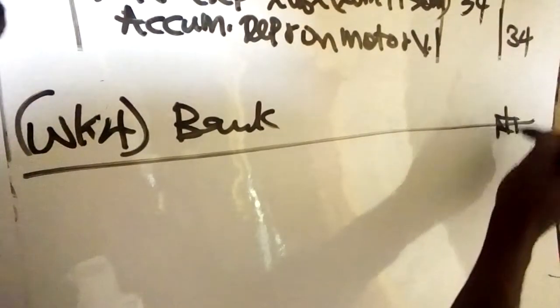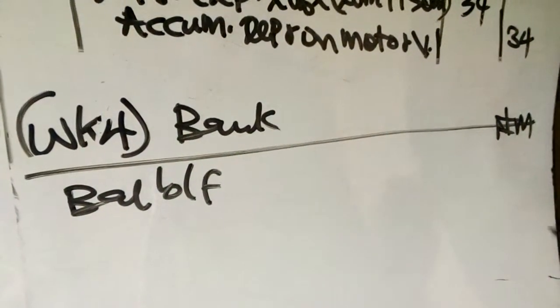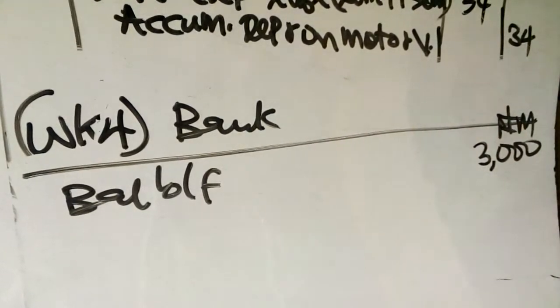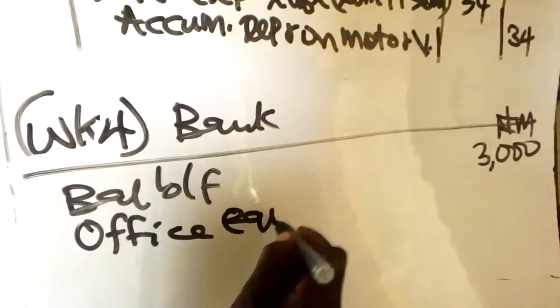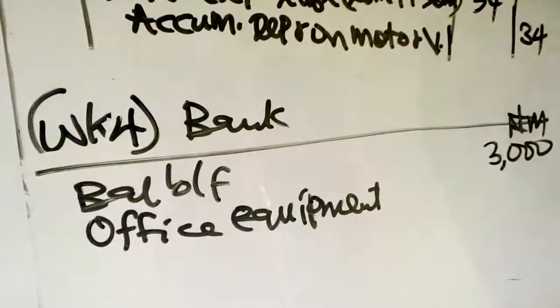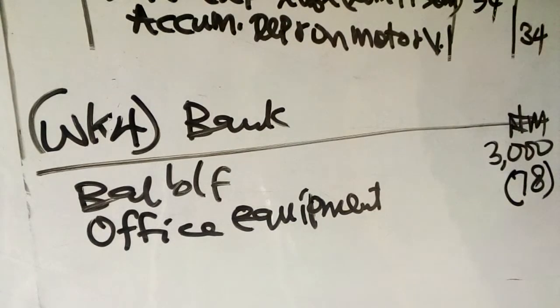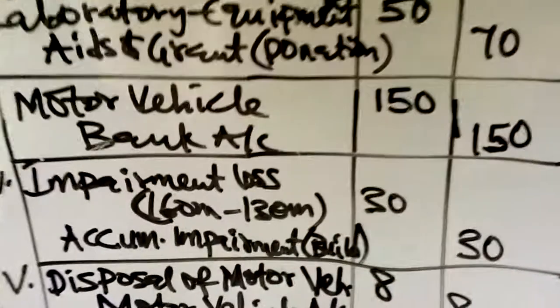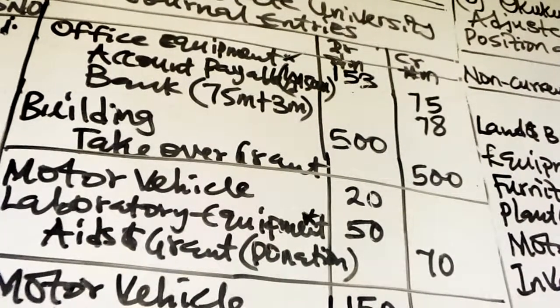So, which is bank. Balance brought forward. The bank balance from our unadjusted statement of financial position, which is 3,000. Then we have amount paid on acquisition of office equipment. We have 78 million that was paid. If bank was credited there, that means you are reducing your bank balance. The 78 million was credited to the bank, so that means you are deducting it. But if it has been debited to the bank, that means you are adding it. So note 2 has no bank.